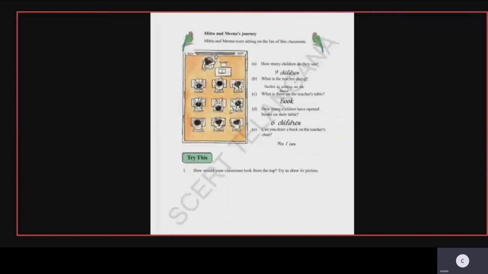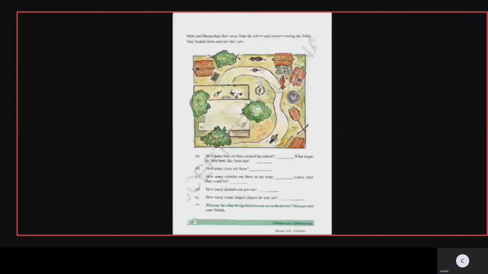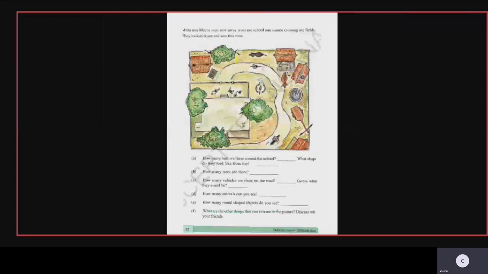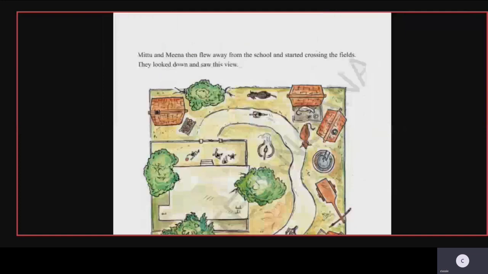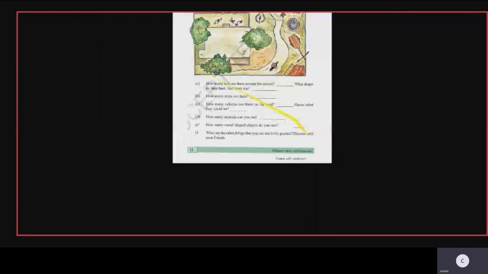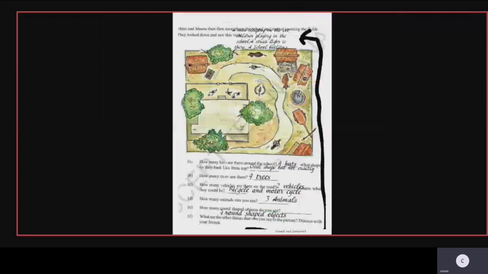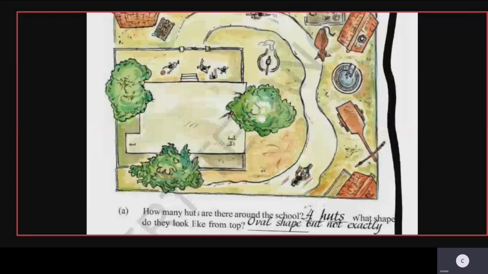Then get back to page number 12. Mithu and Meena flew away from the school and started crossing the field. They looked down and saw this view. Okay, draw this diagram also, children. We have the questions here for this diagram.